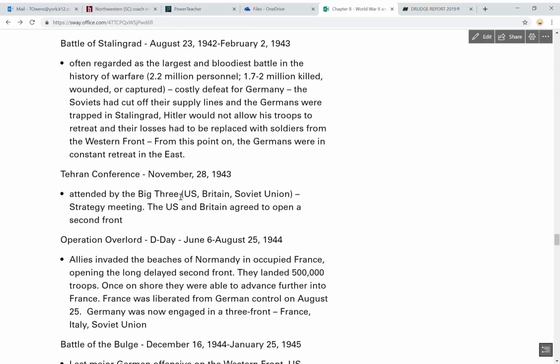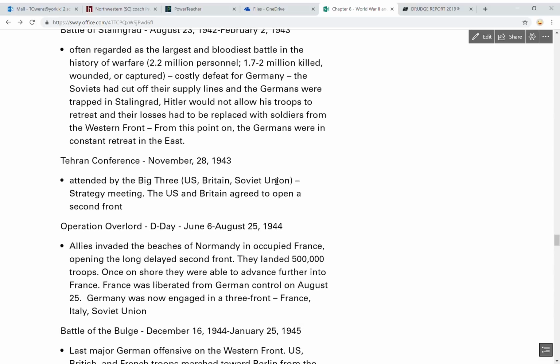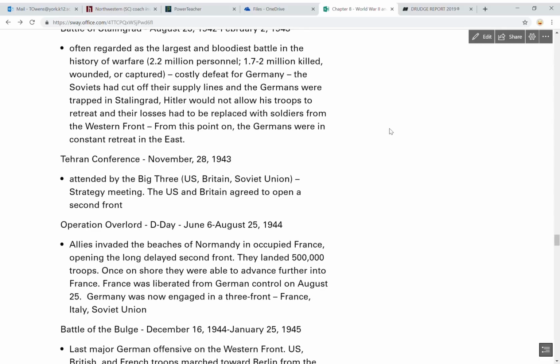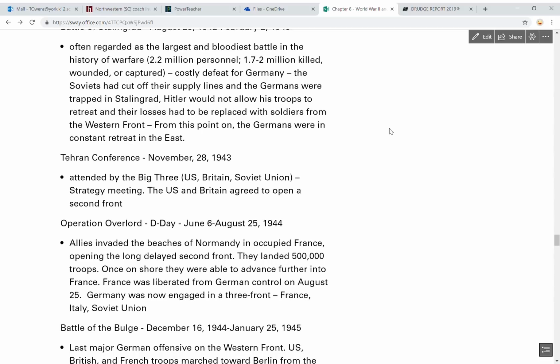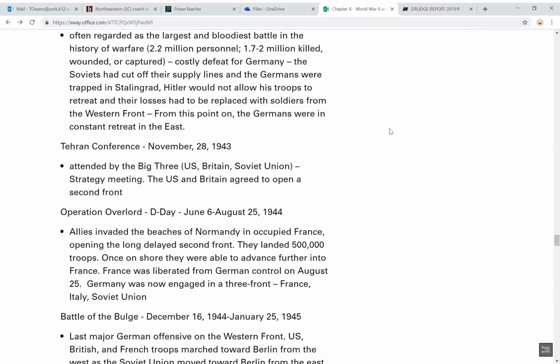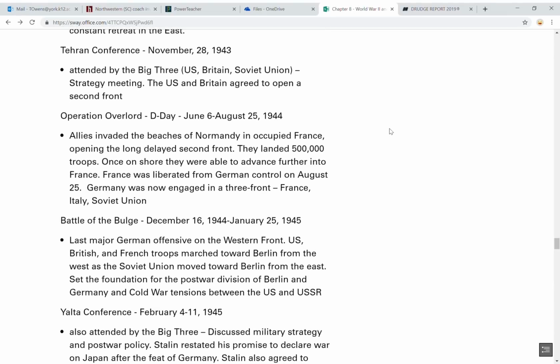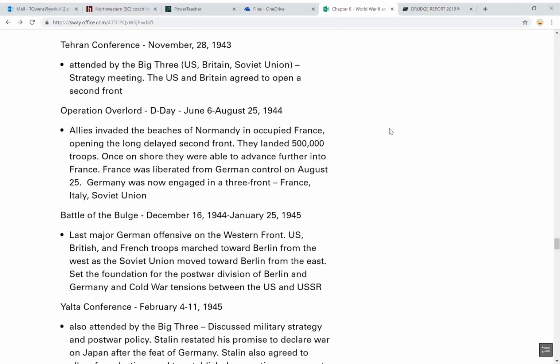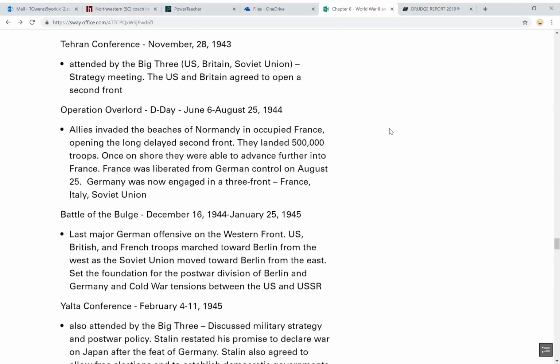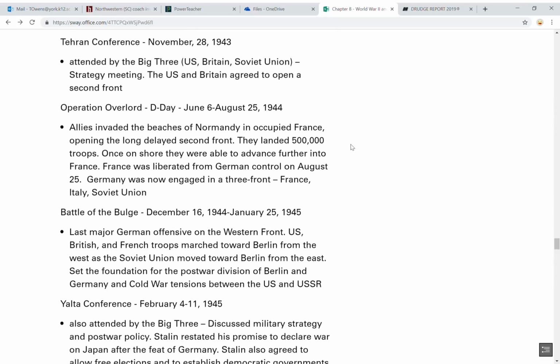So in November of 1943, you had the Tehran Conference, and this was attended by the big three: U.S., Britain, and the Soviet Union. And this is a strategy meeting, and this is where the United States and Britain agreed to open that second front. Now, again, this is not an easy task. This will take a long time to plan, and they've been looking at it, and they've been putting things together. It's not like they started the planning now.